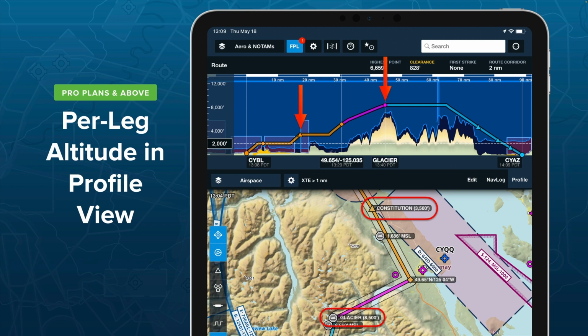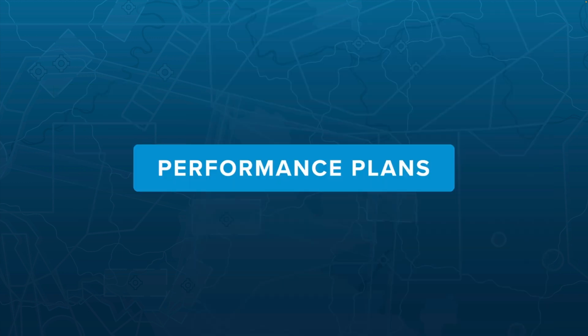Per leg altitude in profile view. So you'll actually be able to see different altitudes displayed on your profile view. And if you're planning on climbing higher or lower at certain altitudes to clear terrain, you'll actually see that displayed in the altitude sections in the profile view, which is a fantastic way to view it.